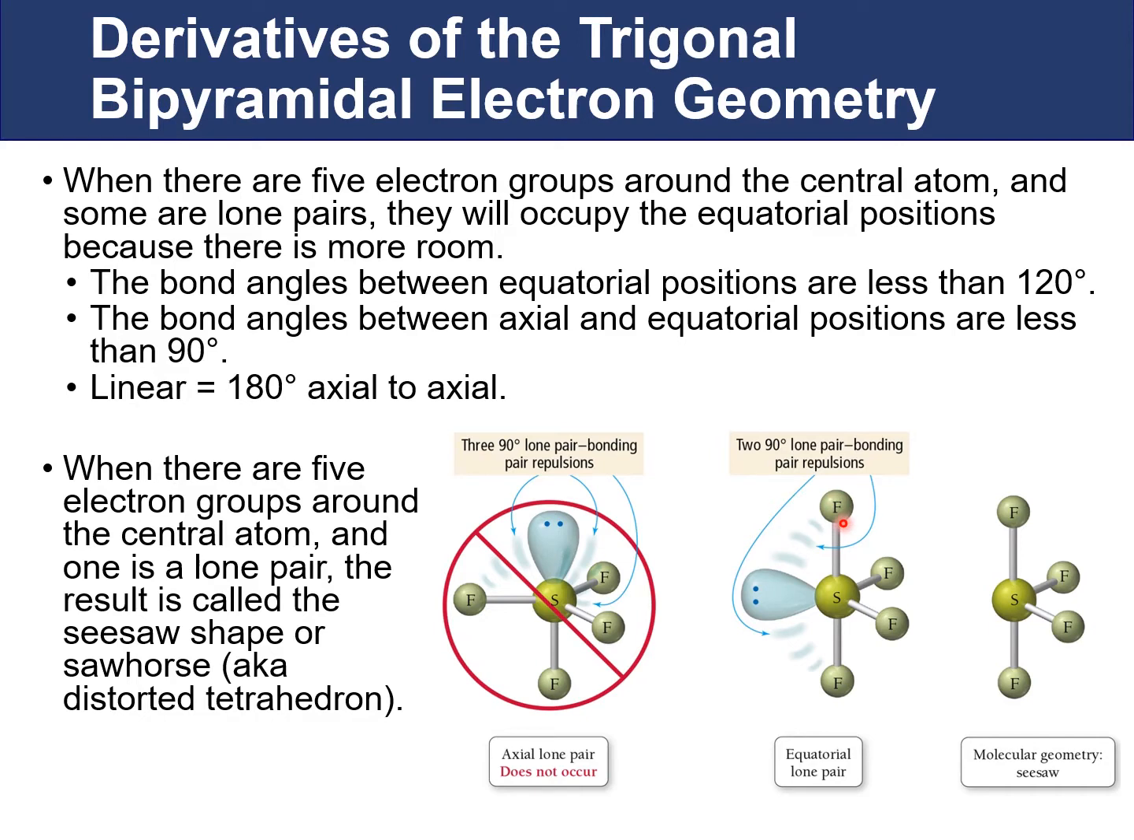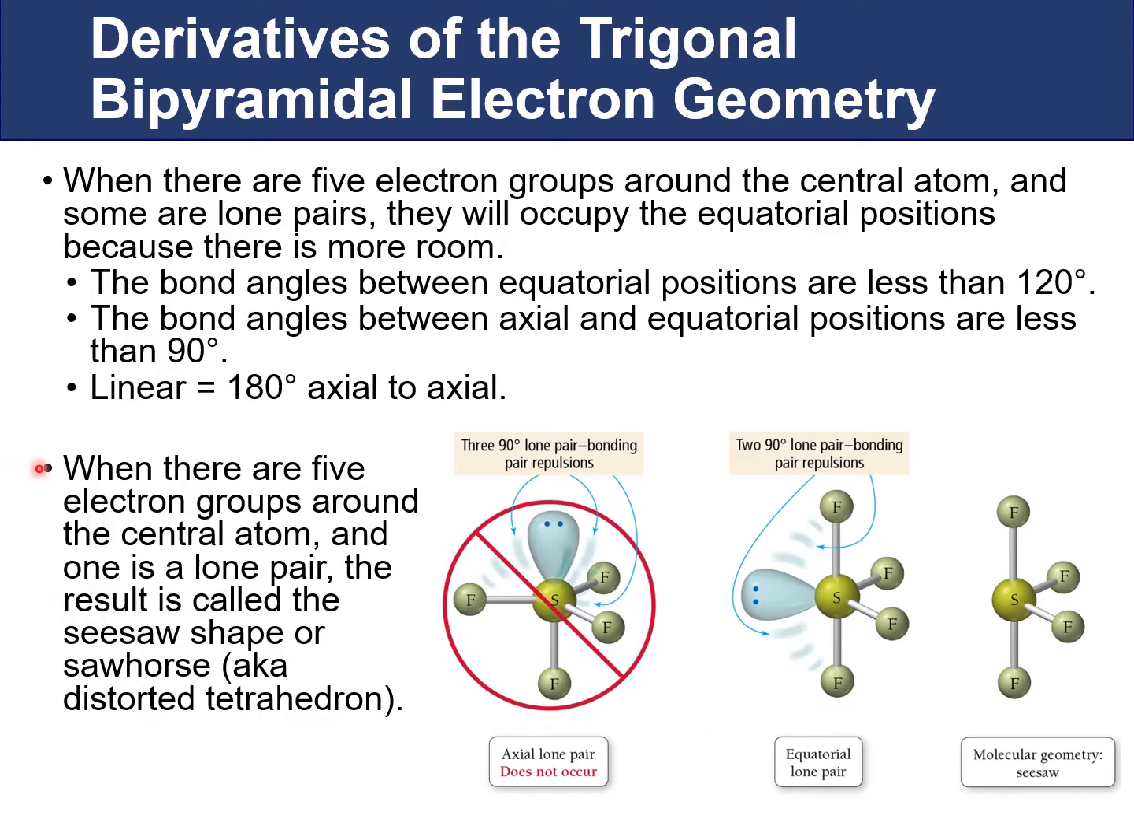Because your lone pair of electrons push more than bonding pair, that causes the groups in the axial position to push away from your lone pair electrons, as well as the other 2 axial to push away from the lone pair. The result is that the bond angles between the equatorial positions, so this angle here, becomes less than 120 degrees. The bond angles between the axial and the equatorial become less than 90. And the linear would be slightly less than 180 degrees axial to axial.